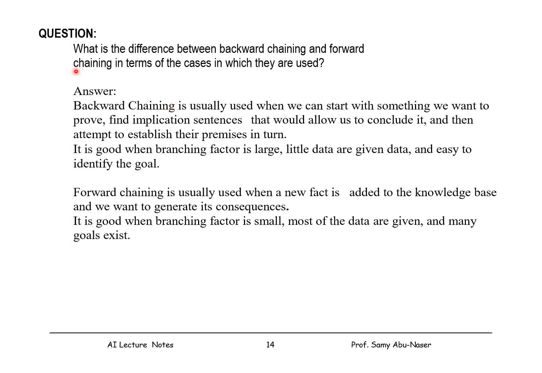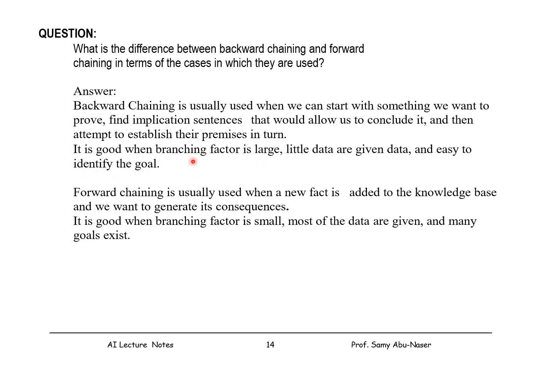Here is a question: what is the difference between backward chaining and forward chaining in terms of the cases in which they are used? The answer: backward chaining is usually used when we can start with something we want to prove. In backward chaining, we start with the goal, the thing we need to prove, find implication sentences that would allow us to conclude it, and then attempt to establish their premises in turn.